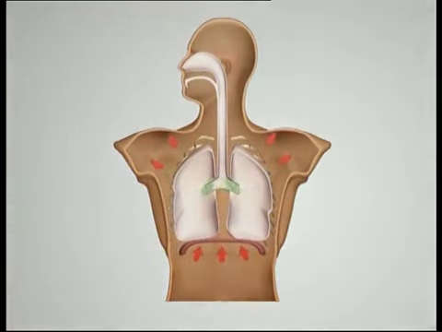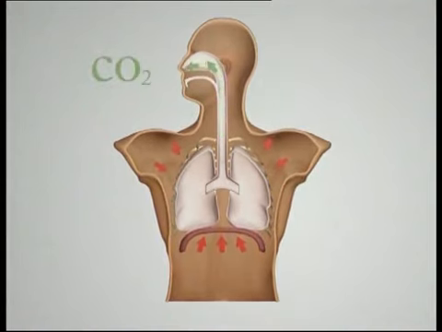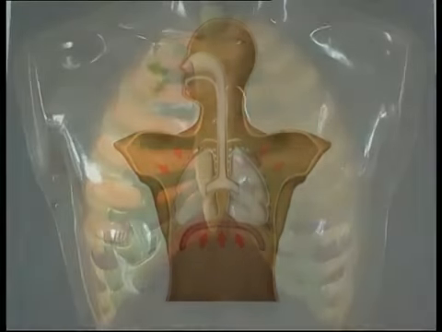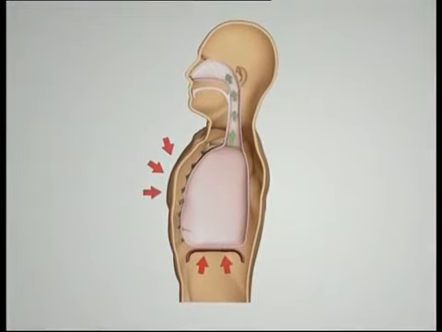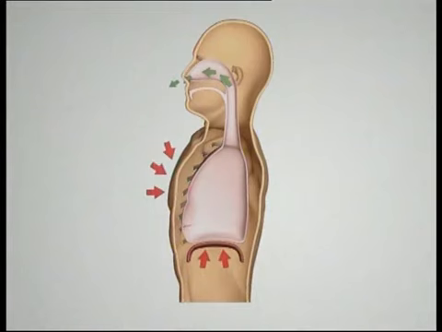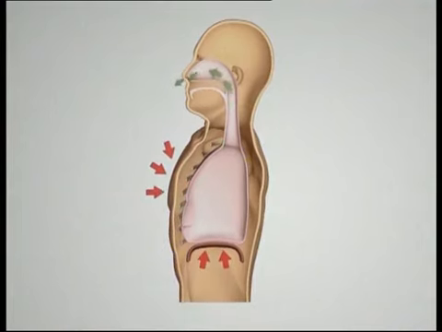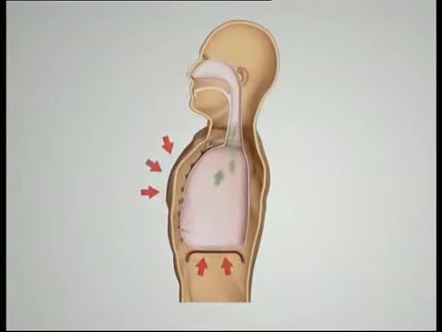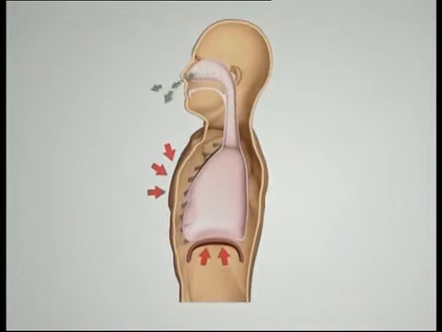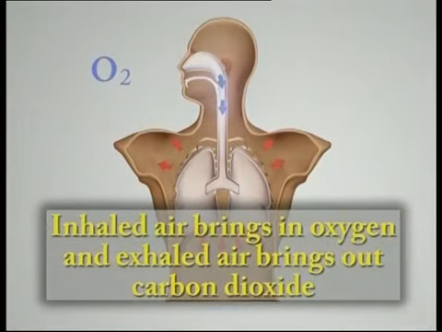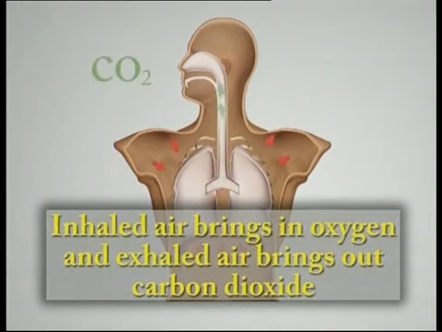On the other hand, air is breathed out during exhalation as the intercostal muscles and the diaphragm relax. This brings the rib cage down back to its normal position and the diaphragm to curve upwards. Therefore, the thoracic cavity becomes smaller and its volume decreases, raising the air pressure inside the lungs. Air is then forced out of the lungs. Inhaled air brings in oxygen to our body and exhaled air brings out the carbon dioxide.